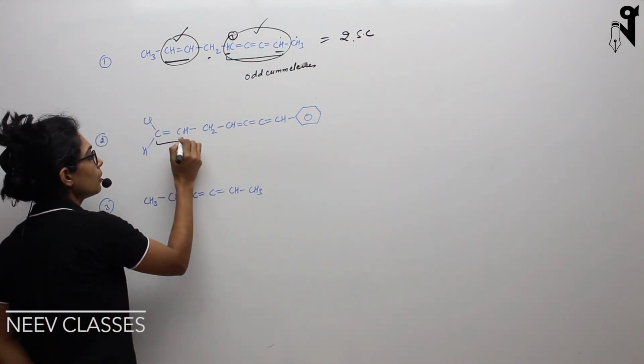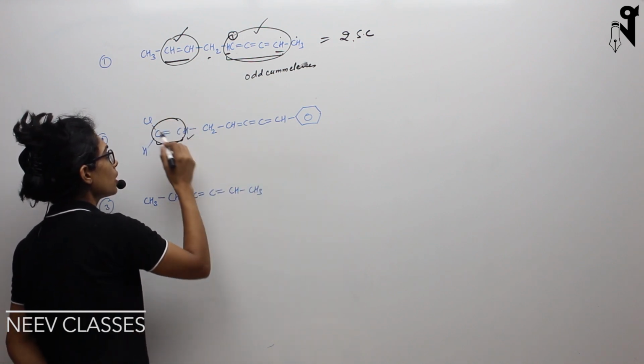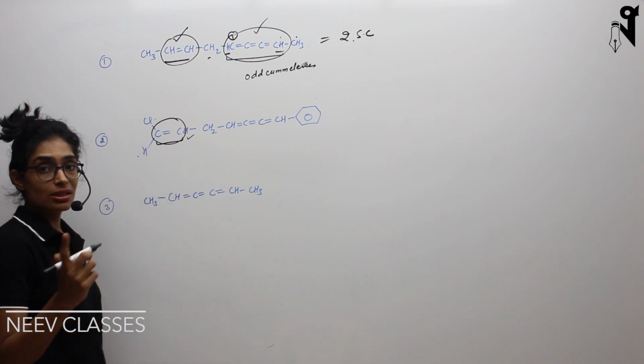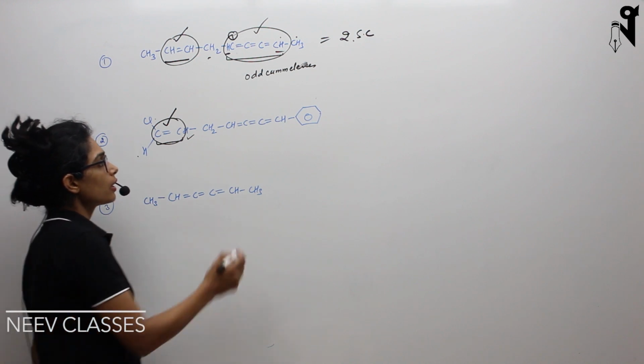Again, look at this double bond carbon. It has two different groups attached: one is hydrogen, one is this big chain. Here it has chlorine and hydrogen. So we can see cis and trans with reference to the hydrogen. This will show GI. Look at the next part of the chain.